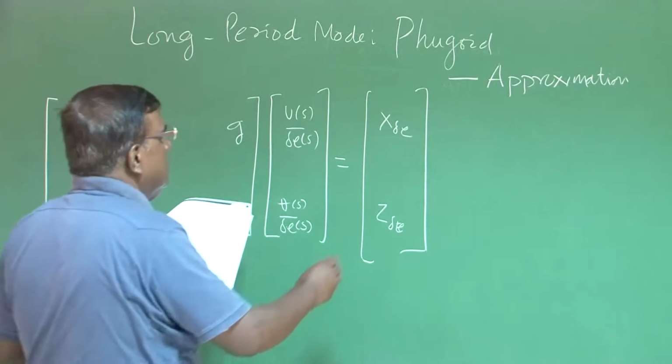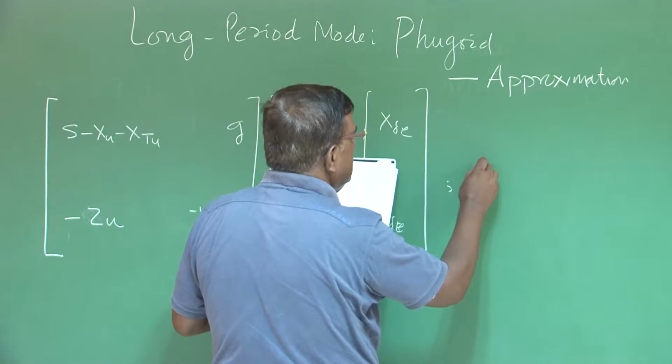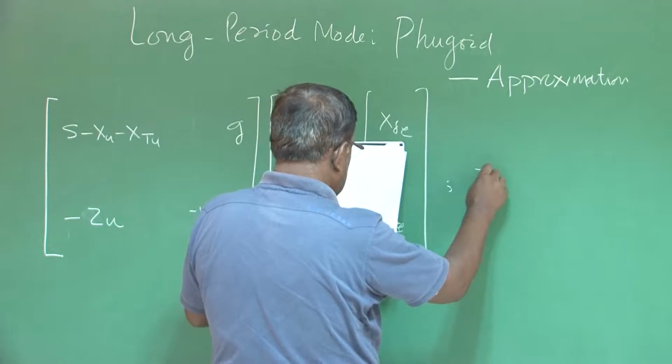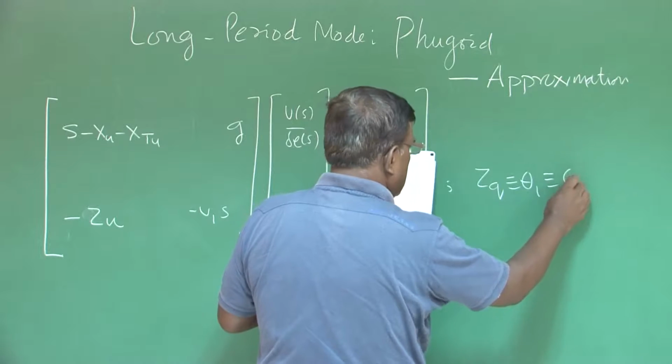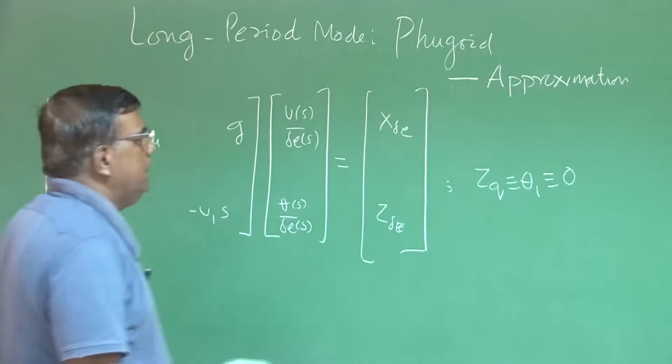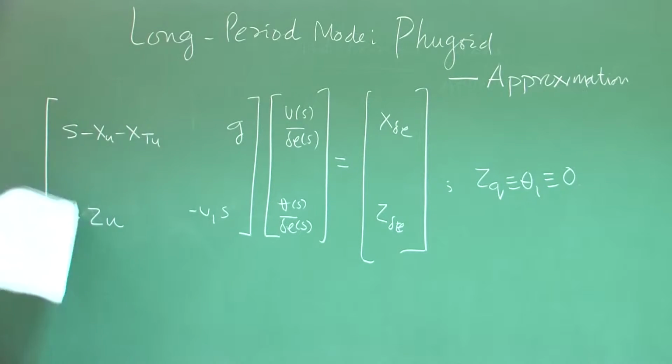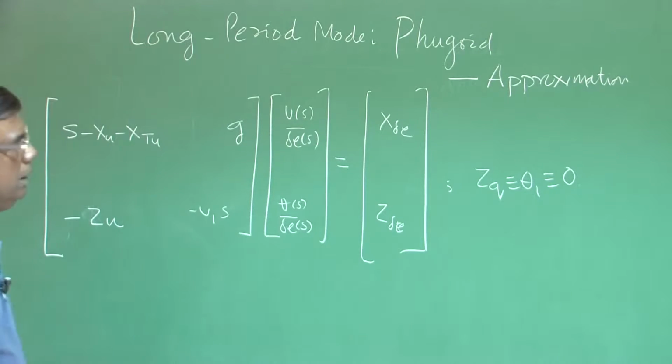And you could see that I can always assume ZQ identical to theta 1 equal to 0. I will put another condition also. Let us see how we have got this.